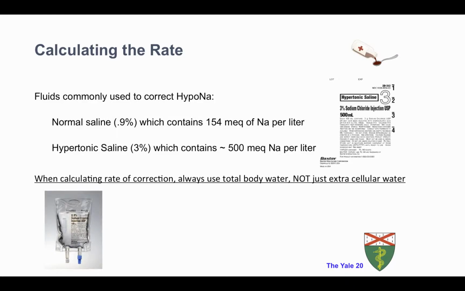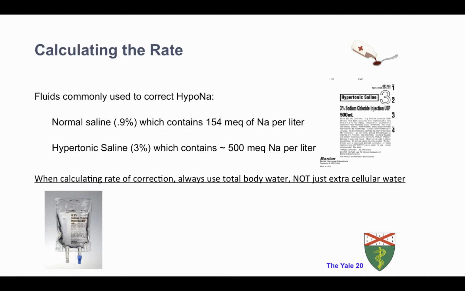So now we've established our target rate, but how do we calculate it? So let's start by reviewing the fluids that are typically used for correction. We have normal saline, which contains 154 milliequivalents of sodium in 1 liter, and we have hypertonic saline, which contains about 500 milliequivalents of sodium in 1 liter. And to calculate a rate, we need to determine how much sodium we're going to be giving to the patient, and we need to know how much water that sodium is going to be dissolved in. Now importantly, keep in mind that even though sodium remains primarily in the extracellular space, when calculating how much water our administered sodium is going to be dissolved in, we have to use total body water, not just extracellular water.